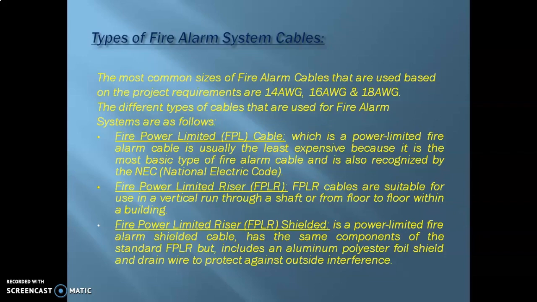And now the third type of cable that can be used is the fire power limited riser shielded cables. Now the only difference between the FPLR and the FPLR shielded cables is that the FPLR shielded cable includes an aluminum polyester foil shield and a drain wire to protect against outside interference. That is the only difference, and again this is also a riser cable.